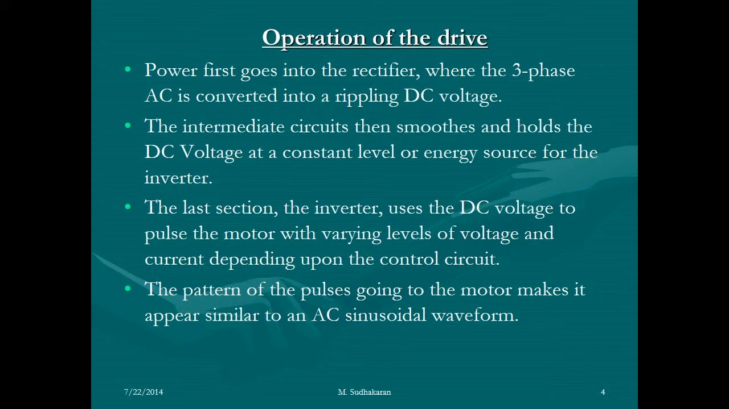Operation of the drive. Power first goes into the rectifier, where the three-phase AC is converted into a rippling DC voltage. The intermediate circuit then smooths and holds the DC voltage at a constant level or energy source for the inverter. The last section, the inverter, uses the DC voltage to pulse the motor with varying levels of voltage and current depending upon the control circuit. The pattern of the pulses going to the motor makes it appear similar to an AC sinusoidal waveform.